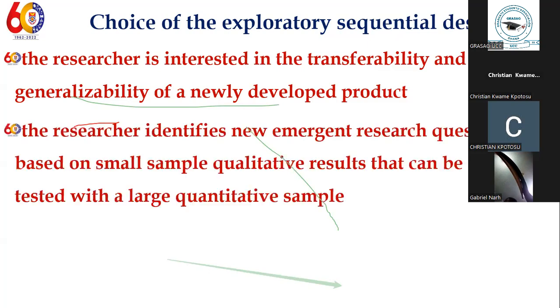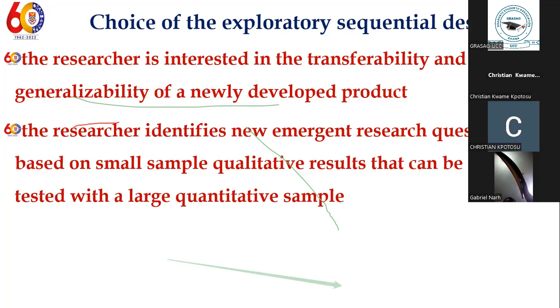Again, when the researcher identifies new research questions based on the small sample qualitative result, that can be best tested with a large quantitative sample. You can do the exploratory, because at the end of the day, your main focus is on what the qualitative data is saying. What are the results? So you look at all these things so that it will help you to conduct your work as quickly and smoothly as possible.